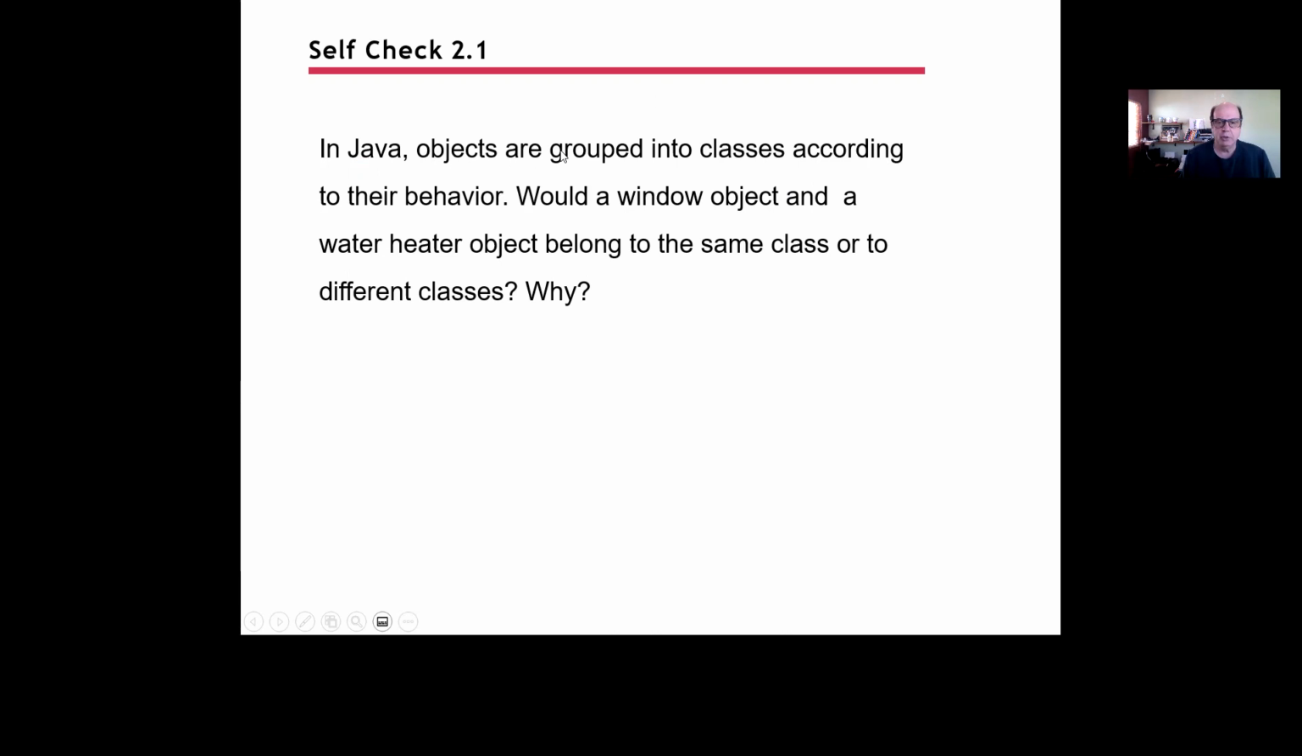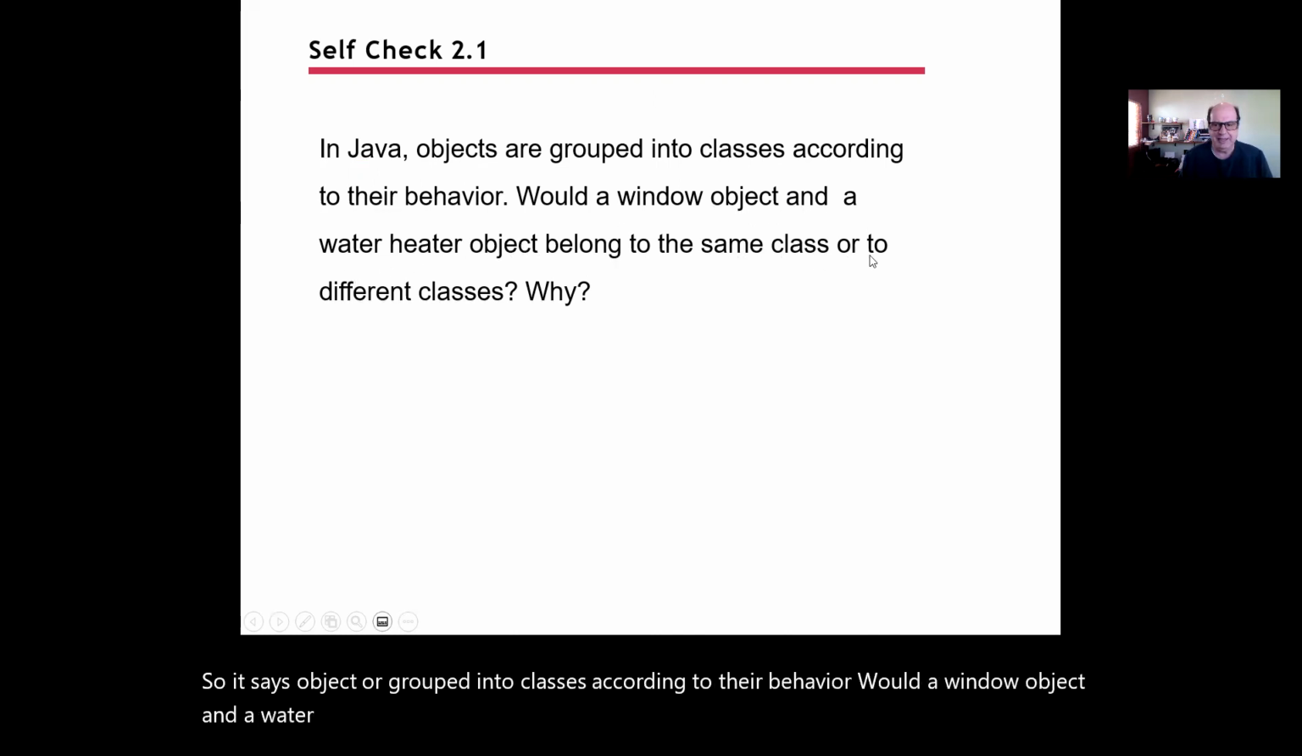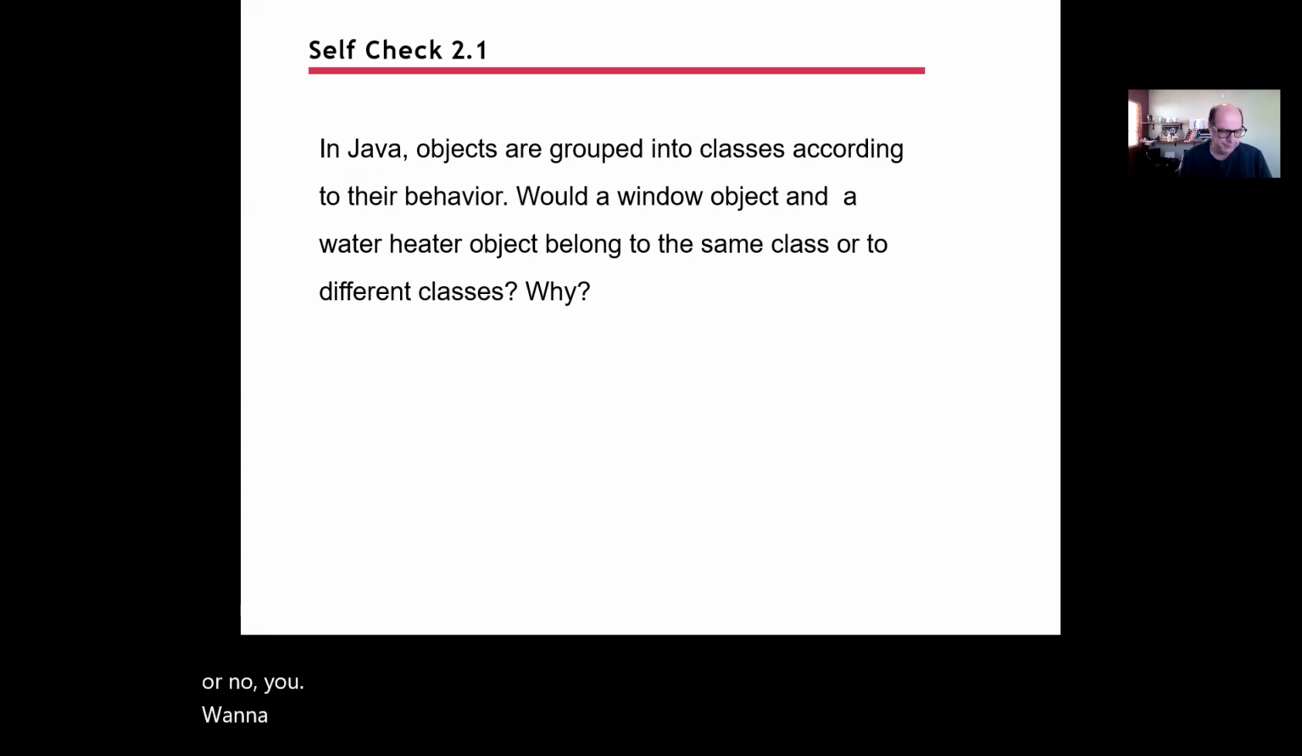It says objects are grouped into classes according to their behavior. Would a window object and a water heater object belong to the same class or to different classes? And if you say yes or no, you want to explain why.